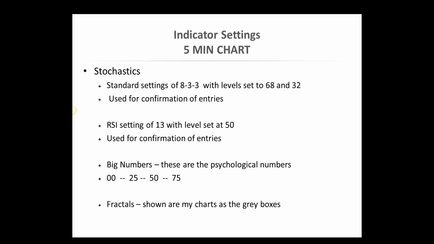The RSI setting is very standard, 30, with a level setting of 50. Again, just use these for confirmation. If it's below 50 and everything else is in order, we like to look at shorts. If it's above 50, then we'll look at longs.